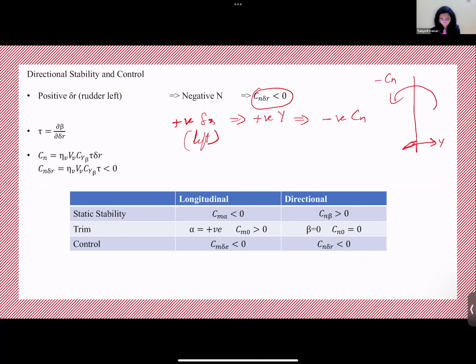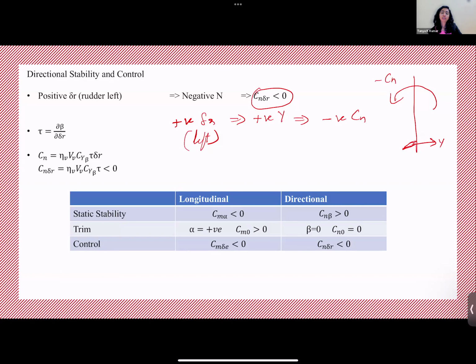Okay, now just the comparison between the longitudinal and the directional case. For static stability, longitudinal case, Cm alpha you needed to be less than 0, only condition. For a directional case, Cn beta should be greater than 0. Now for trim, to trim the aircraft at positive angles of attack, you required your Cm naught to be greater than 0. This was not a mandatory condition. It was just because we prefer to trim it at positive angles of attack.